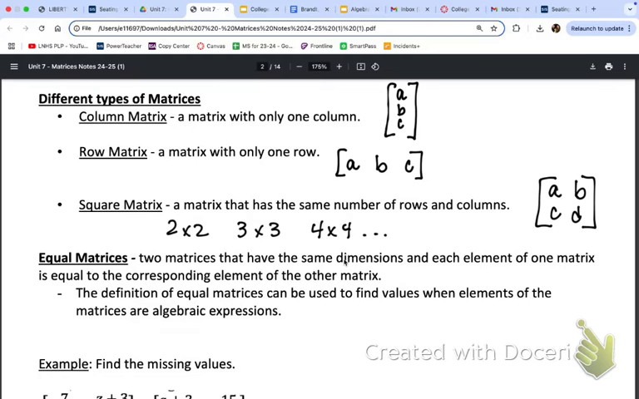If and only if they have the same dimensions, then you can say that they are equal. Equal matrices have the exact same rows and the exact same columns. Then you can set all of their corresponding elements equal to each other. I am going to do 2 of these variables in the next problem, and then you're going to do all the rest.